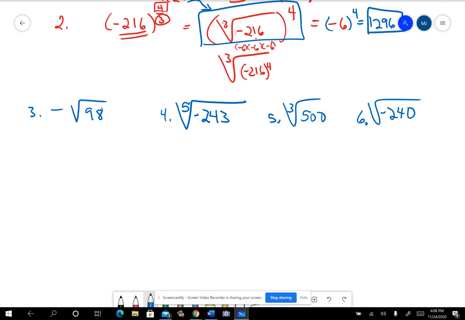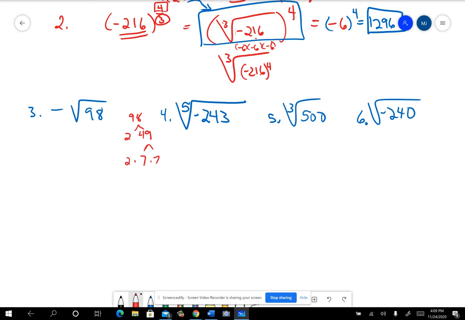So 3 and 6 are ones you've already had to do, but 4 and 5 have an index that's higher than you're used to. Okay, so let's take a look at these. On number 3, you should be thinking, let me take the 98 and break it down. 2 goes in there 49 times. 49 is a perfect square. So you could do the square root of 49 and get 7 and then do the square root of 2. Or you could keep breaking it down until you get to the prime factorization.